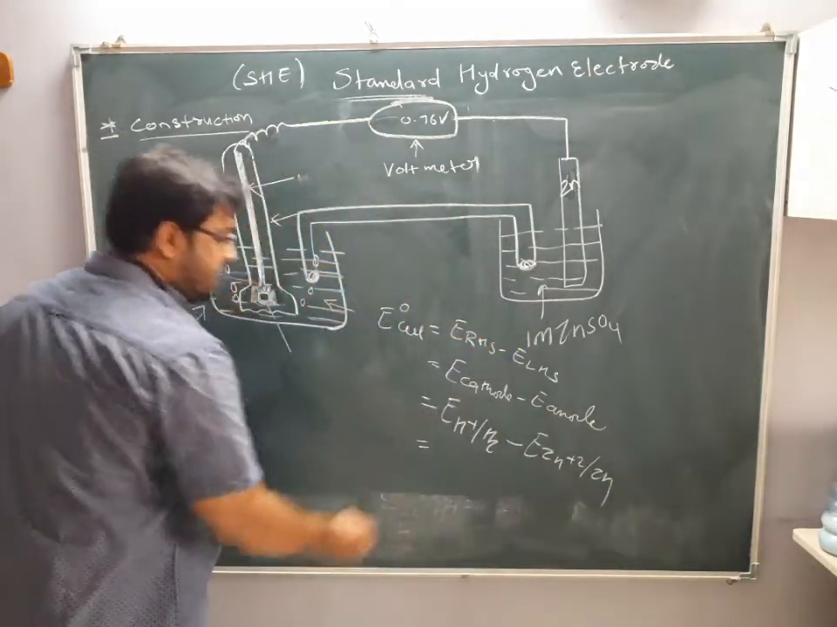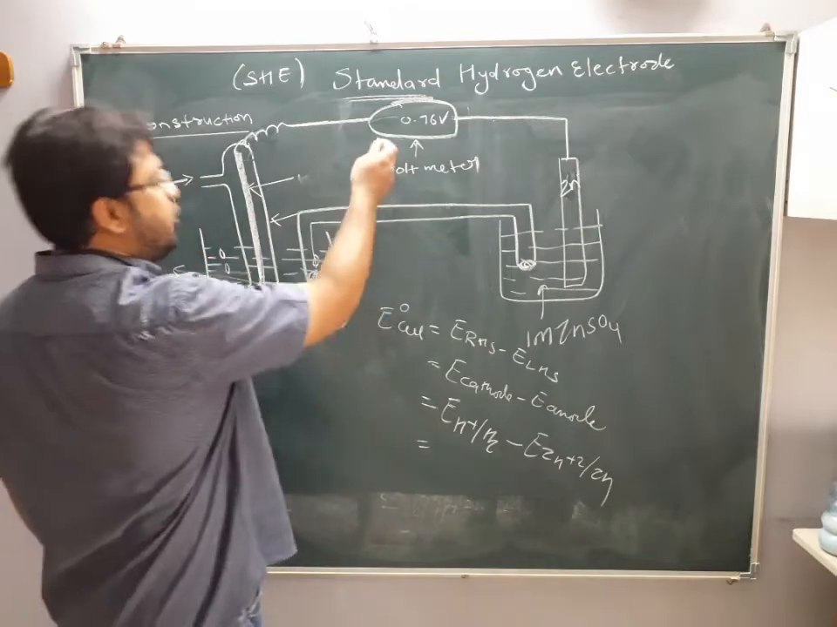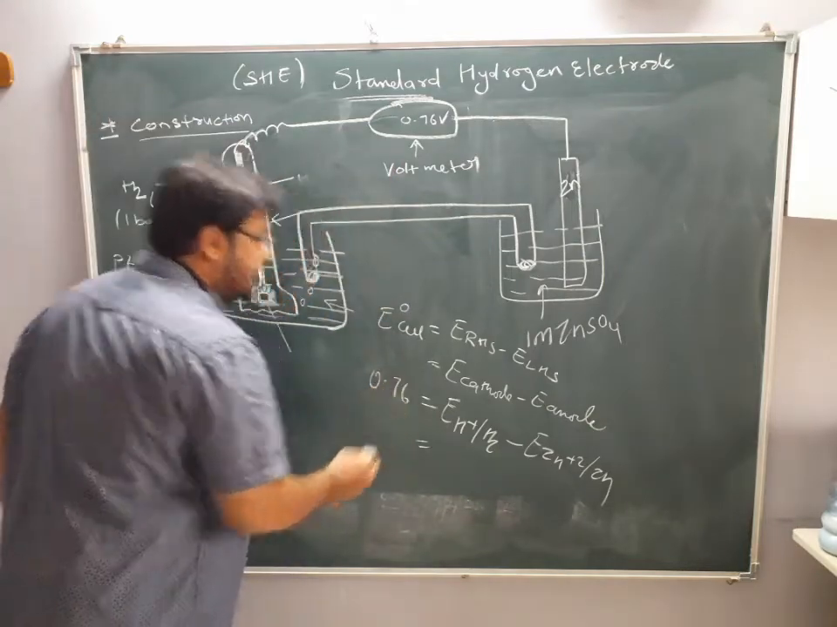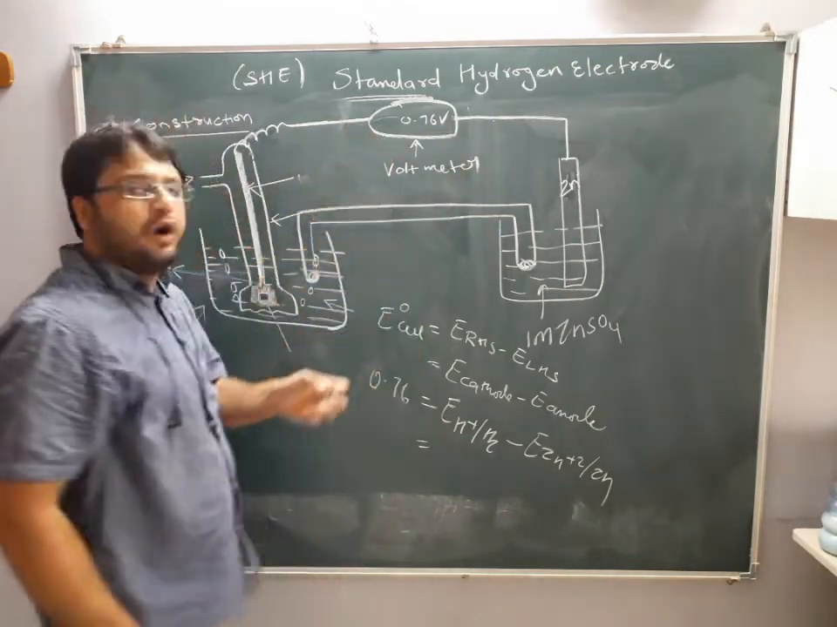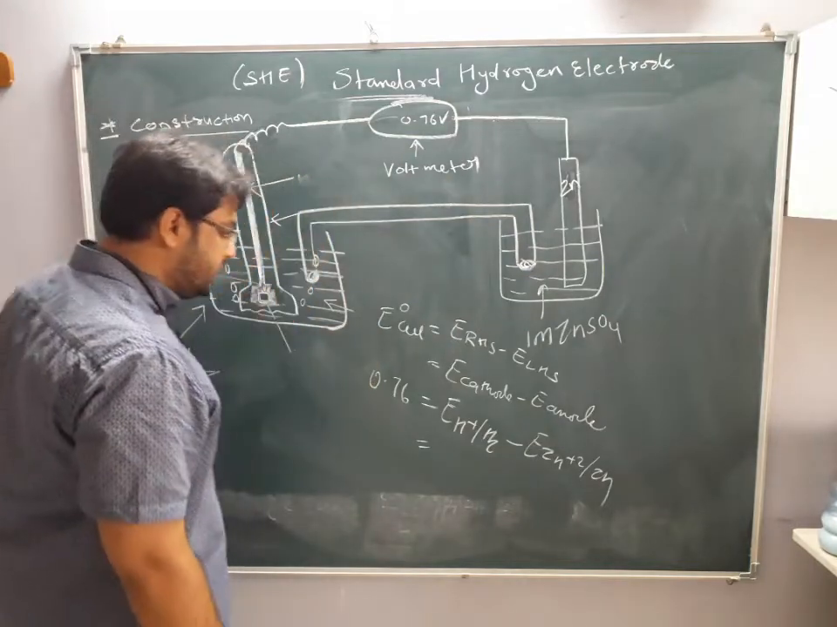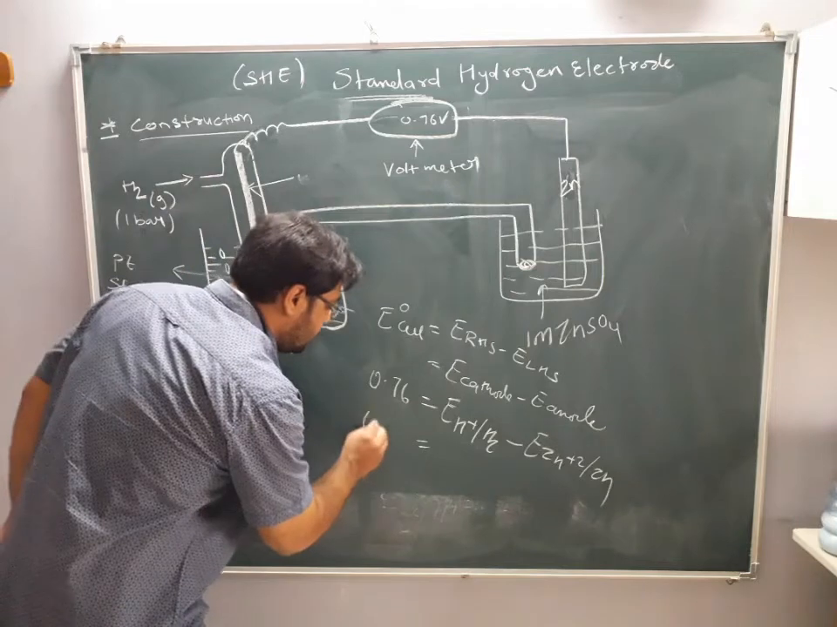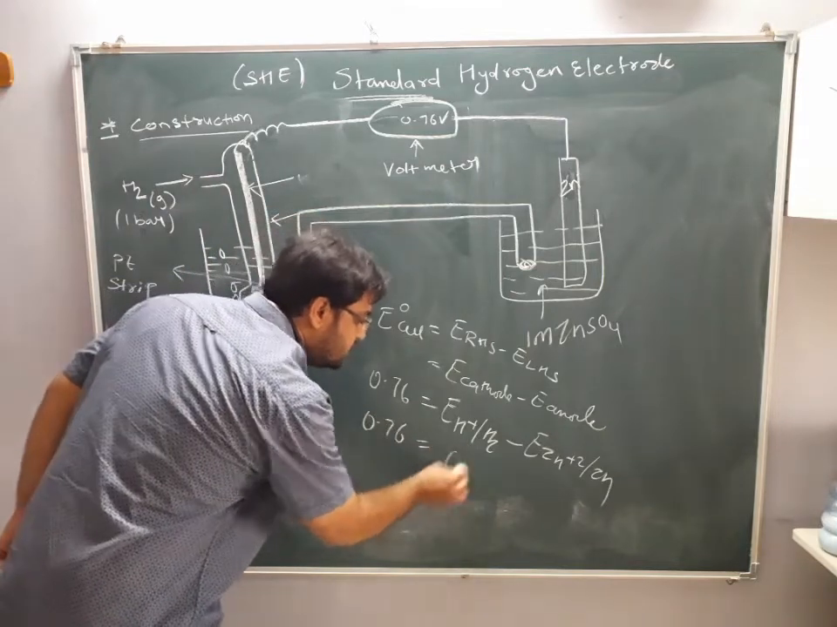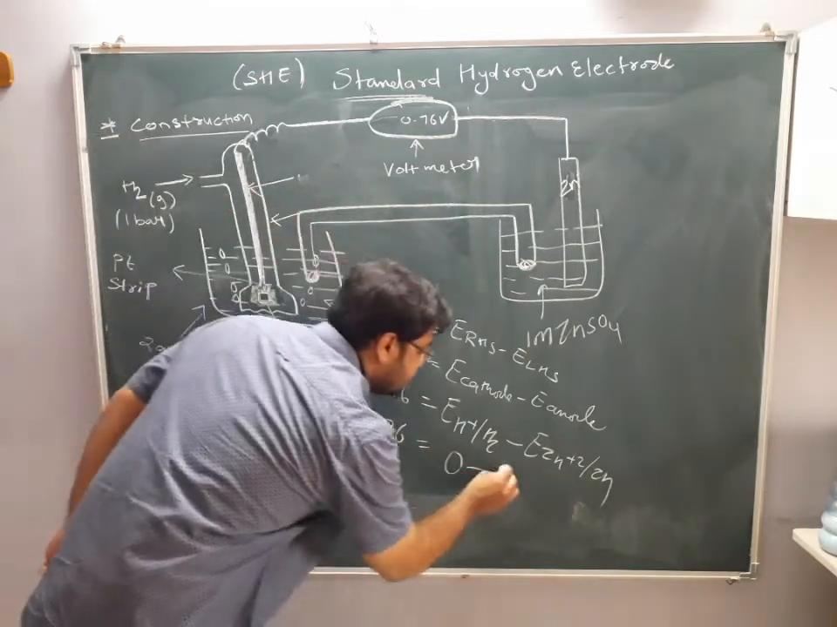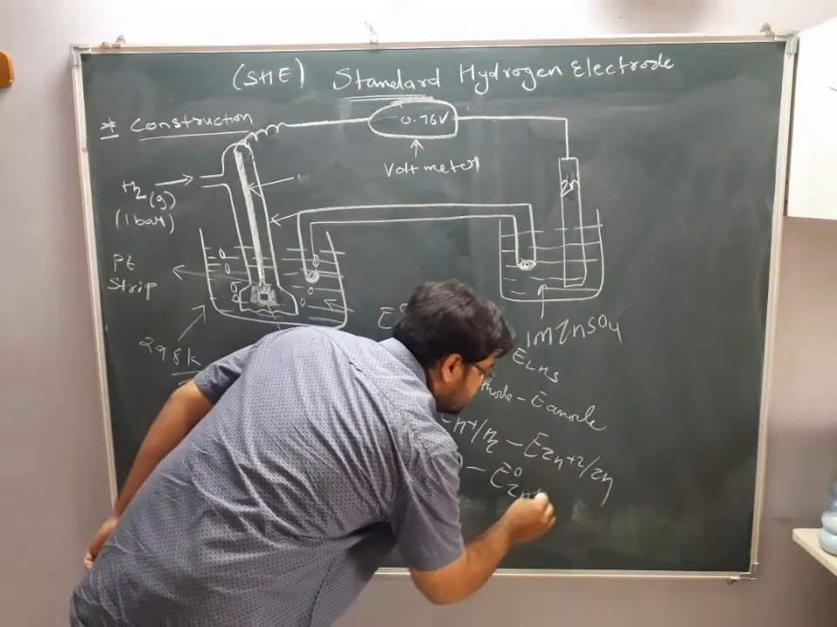Clear? Now, arbitrarily, here E naught cell value is coming how much? 0.76. As we have connected it directly to a voltmeter, how much is it showing? 0.76 volt it is showing. So how can I obtain the value of 0.76? I know I have considered this as 0. So minus E0 Zn plus 2 slash Zn.